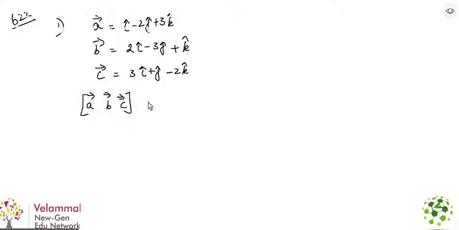Now, listen to me. The box product ABC is nothing but A dot B cross C. And in vectors, never interchange anything. ABC means it should be in that order. You cannot say ACB or BAC. Now, how do you calculate ABC?